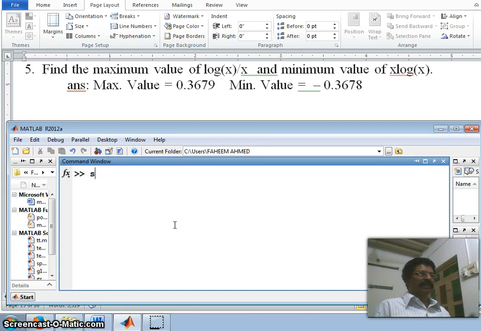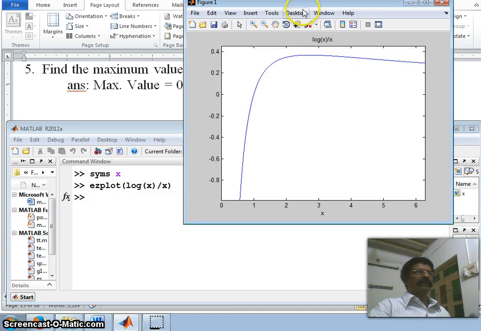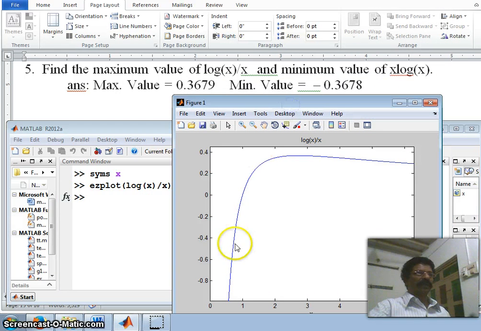Therefore, x is a symbol. Therefore, first I declare symbolic x. This declares x as a symbol. Now, it is a plot. What is the plot equation? Log of x divided by x. So this is the graph. This is the graph of log x divided by x.